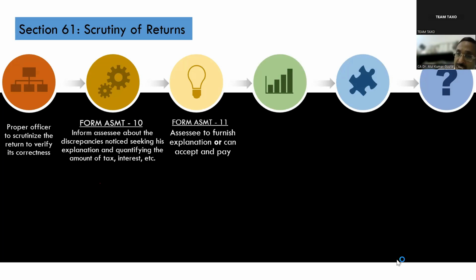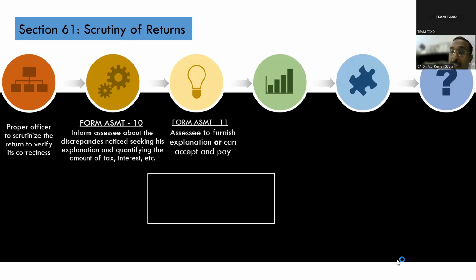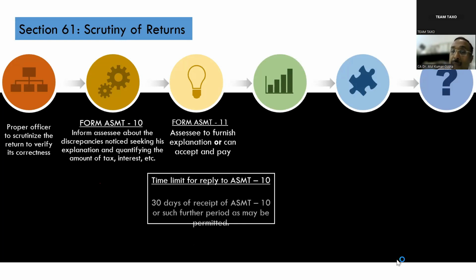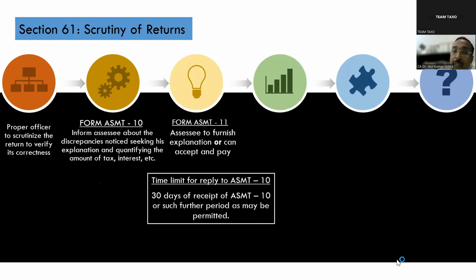So how will you do this? Whether you want to give an explanation, or a clarification, or you want to say that I am paying, there will be an ASMT 11, meaning thereby your reply will be in the form ASMT 11. The notice is in ASMT 10, the reply will be in ASMT 11. Normally you get 30 days time, and the time can be extended further as the department may permit.